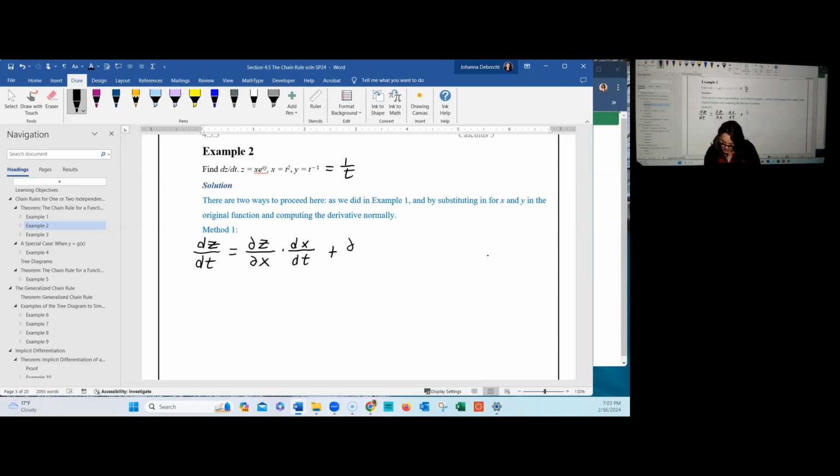Then we add to that the partial of z with respect to y, using partial notation because z depends on 2 independent variables in its first iteration, and then multiplying this by the first derivative of y with respect to t, since y depends only on t. Go ahead and pause the video, work this out, then turn the video back on so we can compare.